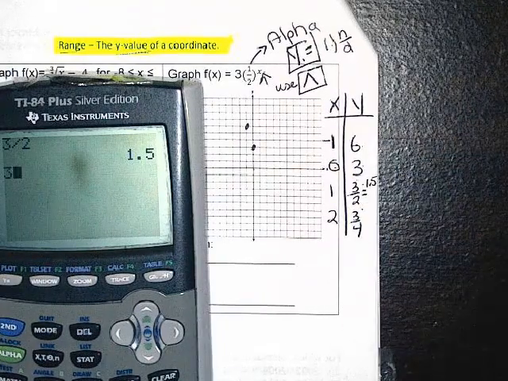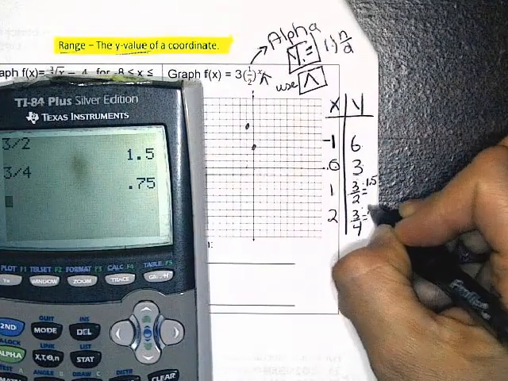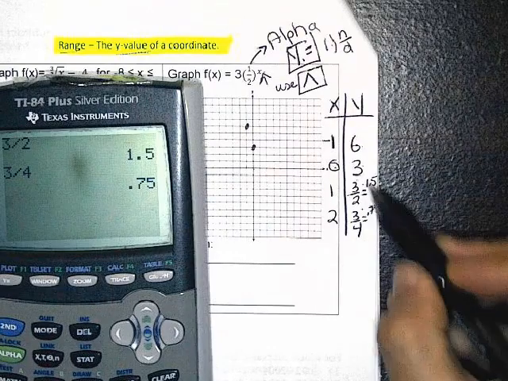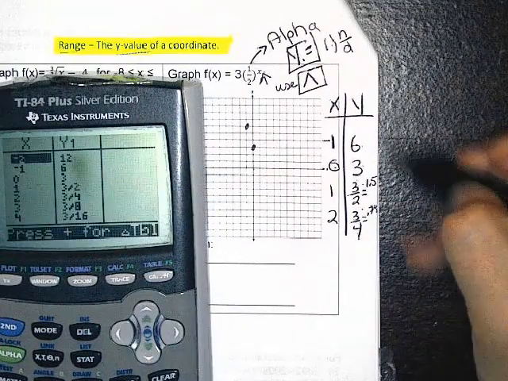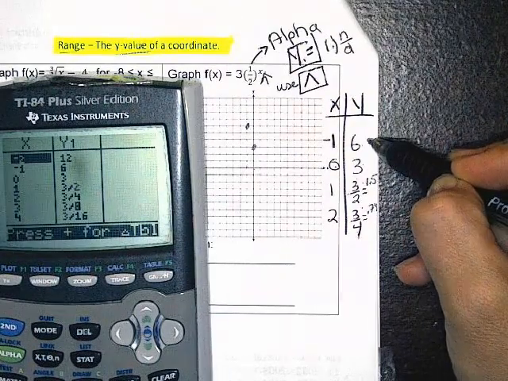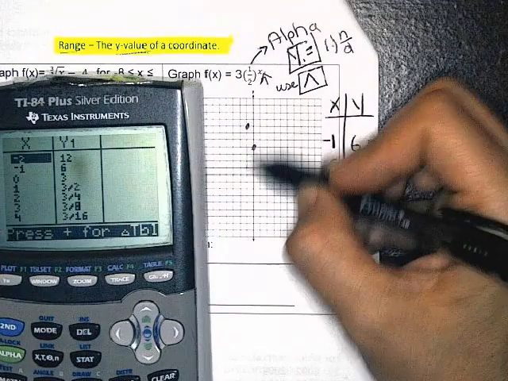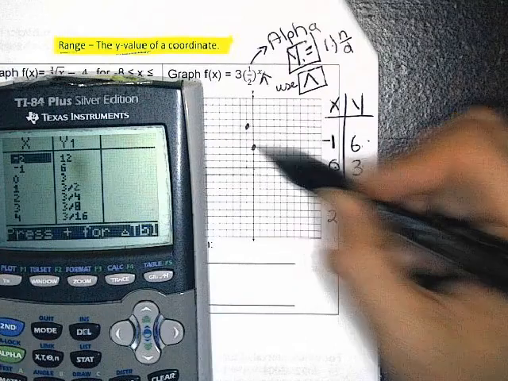Then I can do the other one, 3 divided by 4. Wait, where did you get that? I had gotten these ones from your table. No, I'm talking about that first point. This one? The first point on the graph. Oh, that's -1 up to 6. The second point is 0, 3.